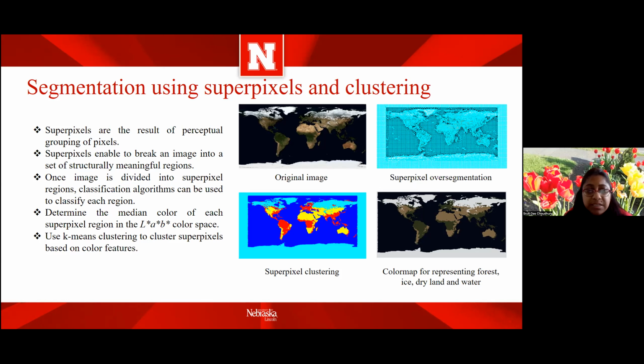Superpixels are nothing but a way to partition an image into a set of structurally meaningful, very small regions, and then we basically call it a grid, and we cluster those grids based on color features. It could be texture features, it could be any features that are distinct from each other, and then we just cluster them to get the segmentation results.